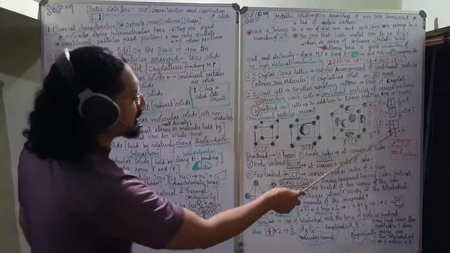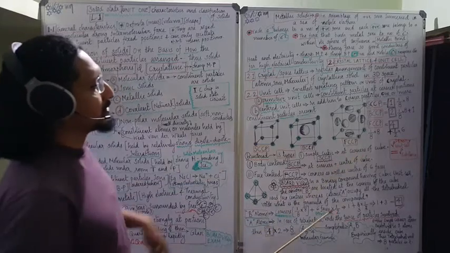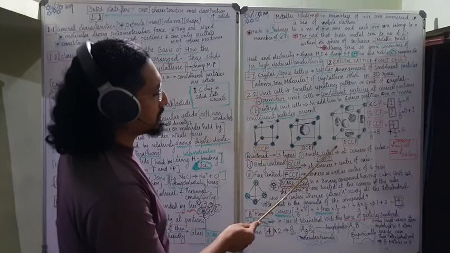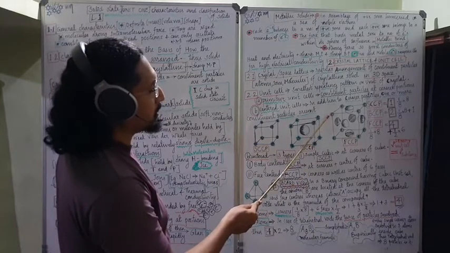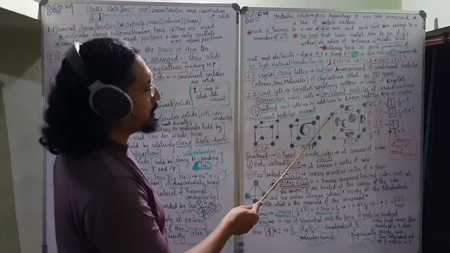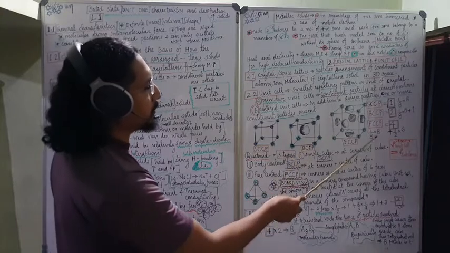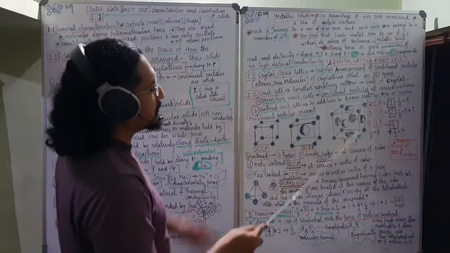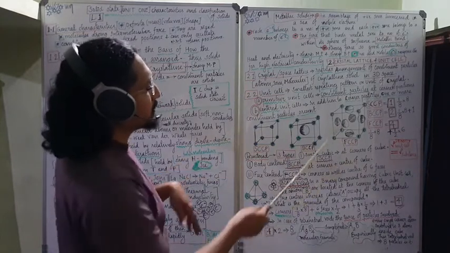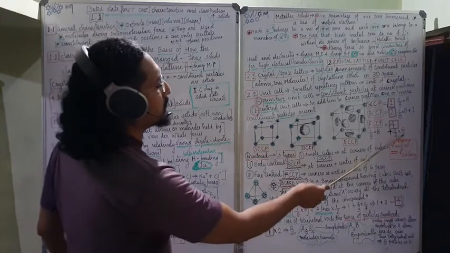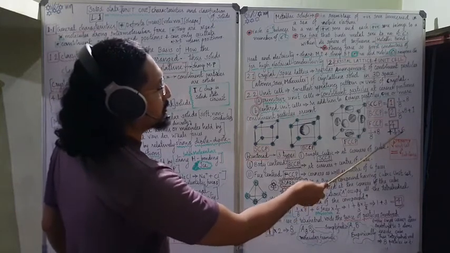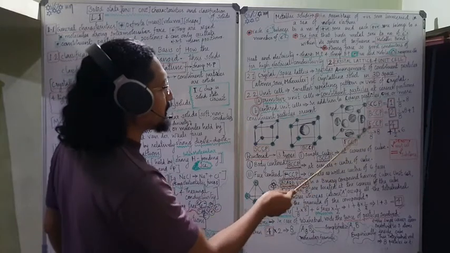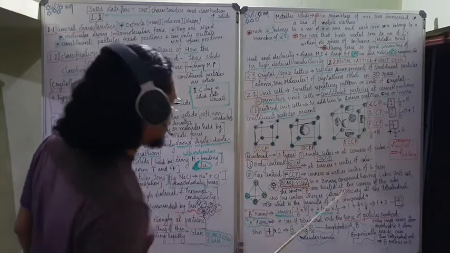This is the explanation. Just write it well, in your own sentences. The number of particles included in the face-centered cubic structure: at each corner 1 by 8 is involved, and 8 such corners are there, so 1 by 8 into 8 is 1. At each face, half is involved inside this cube, and 6 faces are there, so half into 6 is 3. So 3 plus 1 is equal to 4. That is, 4 particles are involved inside the face-centered cubic packing structure.